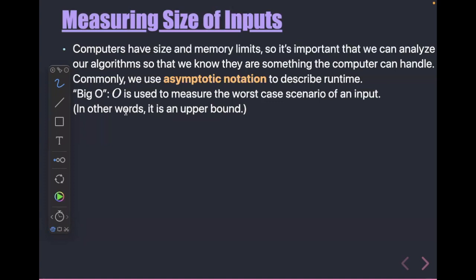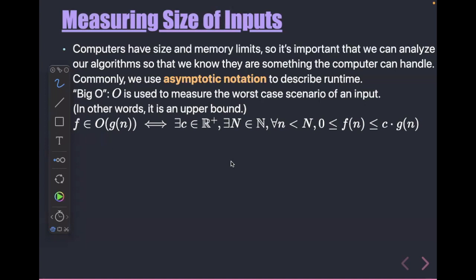So this is the worst possible input I could give to my algorithm, so the longest it can possibly go. It's my upper bound on my input. And this can be defined as a function. Say this f is my algorithm, the runtime. If my runtime is in big O of g of n, then that basically means this function is the upper bound of how large my algorithm can be in terms of time.